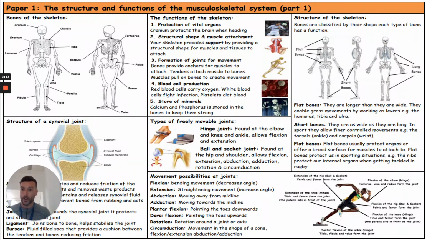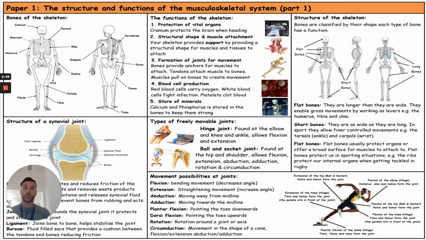We'll look at levers later on. And finally, which is not written down, is irregular bones. Irregular bones, as far as you need to know, are the same as flat bones. They provide protection and some muscle attachment. The best example to give is the vertebrae, which protects the spinal column. You need to know about ligaments and tendons. A ligament attaches bone to bone, a tendon attaches muscle to bone.